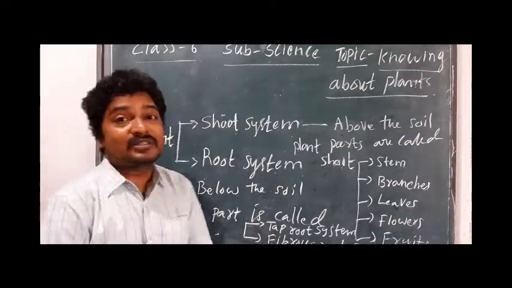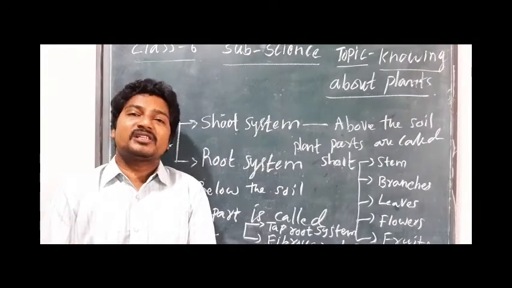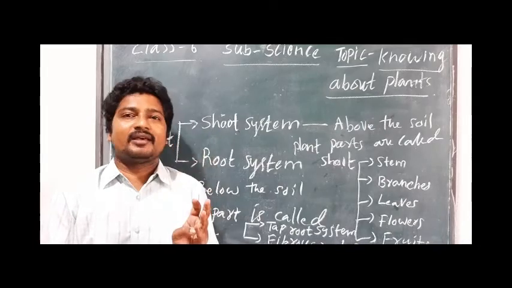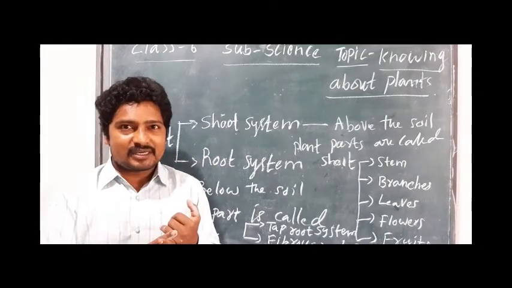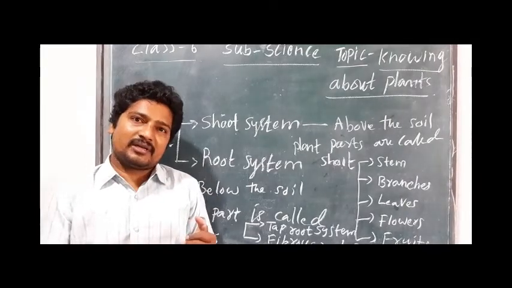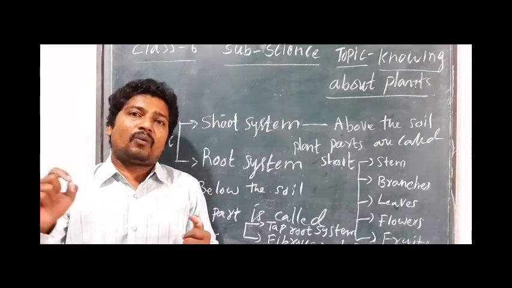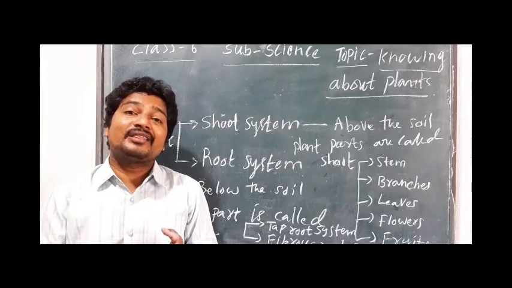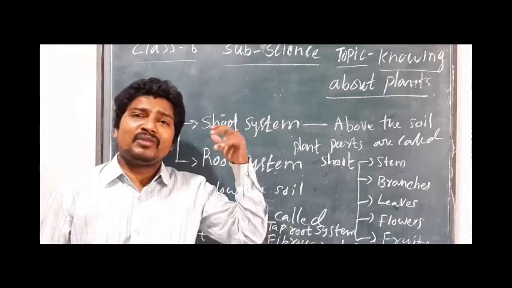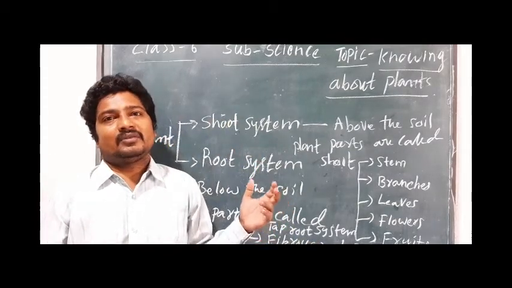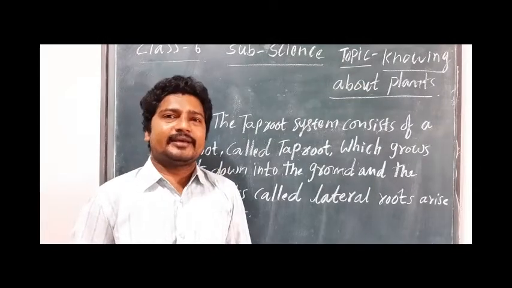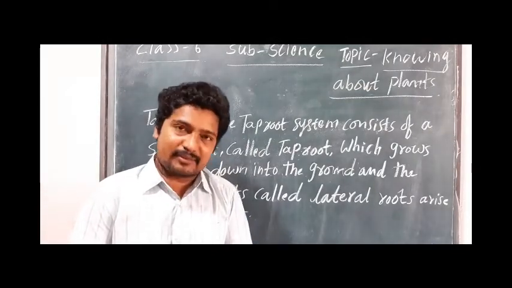How many root systems are there? Can you tell me? Two types of root systems are there. One is the tap root system and another one is the fibrous root system. Let's see what kind of plants have the tap root system and which plants have the fibrous root system. Let's go in detail. Okay children, let's see the tap root system.